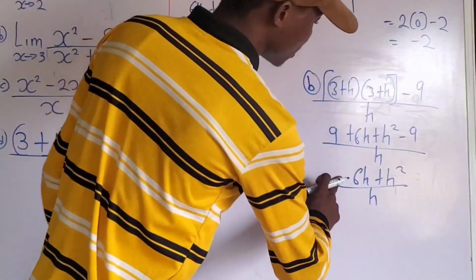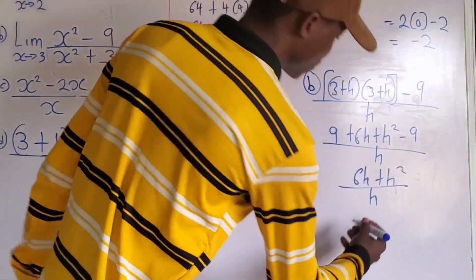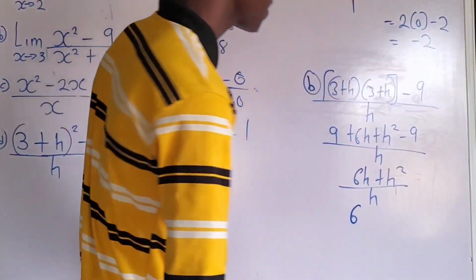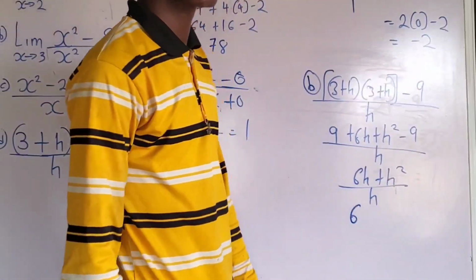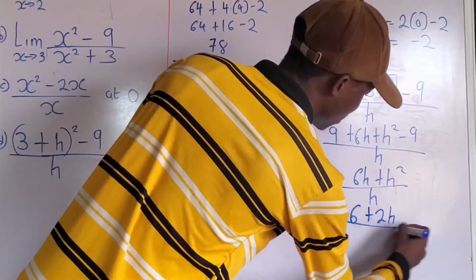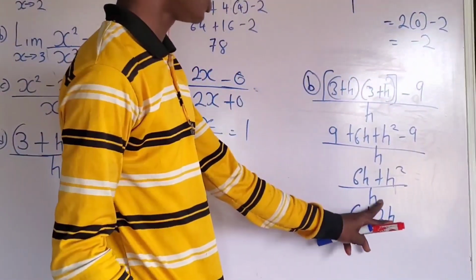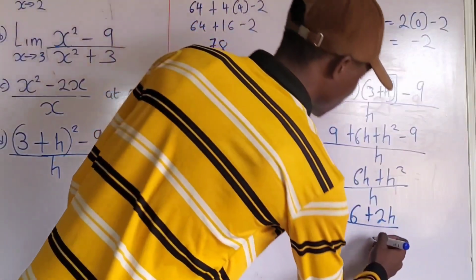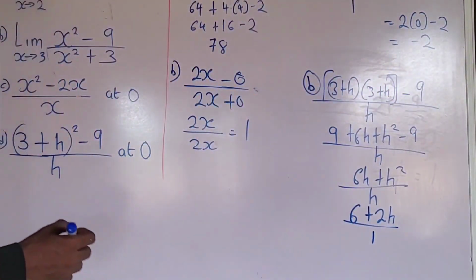If you differentiate 6h, you're going to have 6. If you differentiate plus h squared, you're going to have plus 2h. So I'm going to have plus 2h all over, if you differentiate h, you're going to have 1. This all over 1. Now, let us substitute.